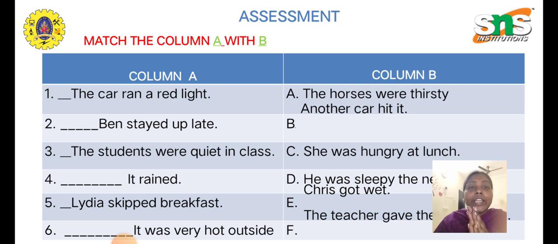So here you have a sentence, dash Lydia skipped breakfast, and you have to find out she was hungry at lunch. So this might go together. How are you going to connect it? She was hungry at lunch because Lydia skipped breakfast. Or else you can go with, since Lydia skipped breakfast, she was hungry at lunch. In this way you can find the correct pair of cause with its effect and make it a meaningful sentence by using the suitable cause and effect expressions.